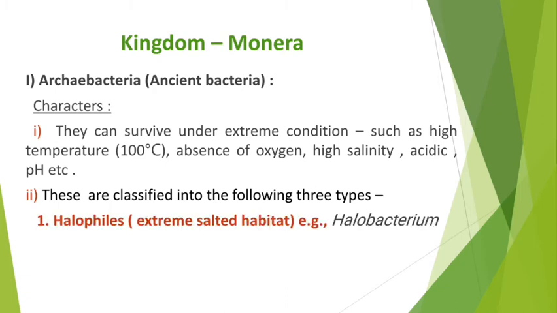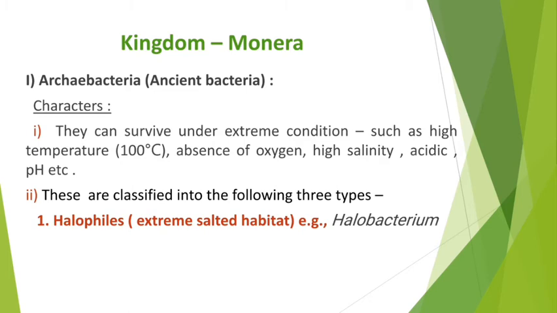Number one, halophiles. From the term halophiles, here halo means salt, and phile means love. So, love for the salt. This group is named after the characteristic that they can survive in extreme salted habitat. In extreme salted habitats, this group of Archaebacteria is found, because of which they are named halophiles.